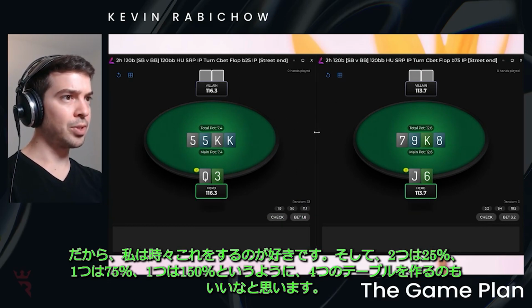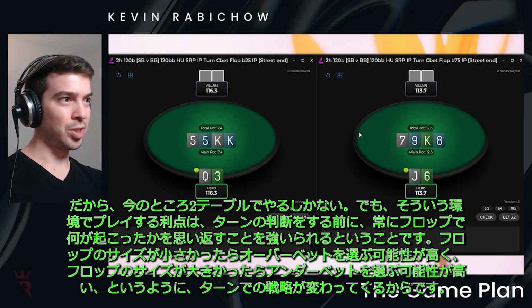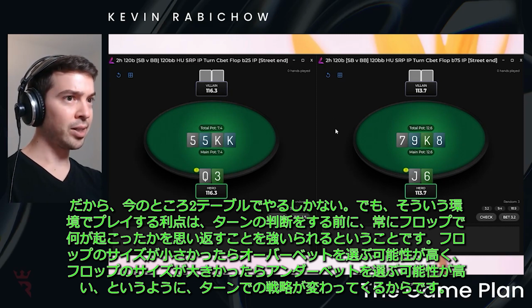So I like doing this from time to time, and I would have even preferred doing 4 tables where I have 25%, 75, 150. But like I said, the hard drive that I'm playing this off of was not cooperating with 4 tables of memory usage. So 2 tables will have to do for now. But the nice thing about playing in that environment is that you're constantly forced to think back to what happened on the flop before you make your turn decision, because we know that that's going to change the turn strategy that we're interested in using, right?